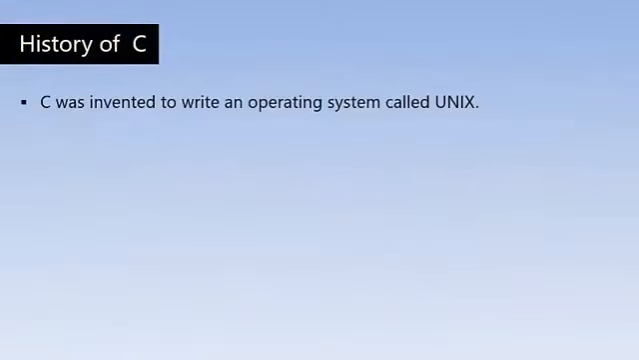So C was originally invented to write an operating system called Unix. You all might have heard the operating system or software called Unix. So Unix was originally written using the C language. So C was that old.